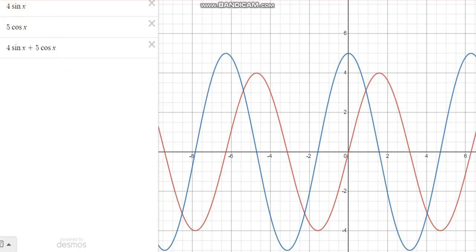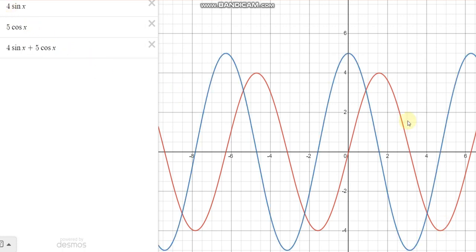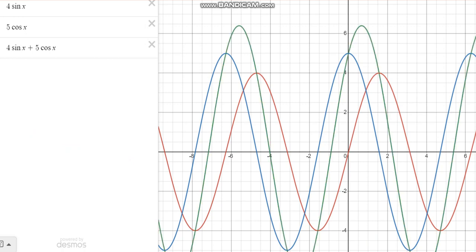Yep. If I draw in 4 sine x, we've got a sine wave, and it goes up to 4, and it goes down to -4. That's what the 4 does. If I add in the cos wave, yep, we've got our cos shape, and it's going up to 5 and down to -5. So far, so good. Now, someone thought, can I add them together to make a single wave? Well, you absolutely can. If I superimpose the two of them added together on top, you see here, it's still a normal wave, just like we would expect, except it's slightly higher because it's two waves combined.